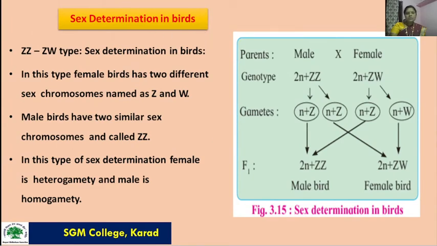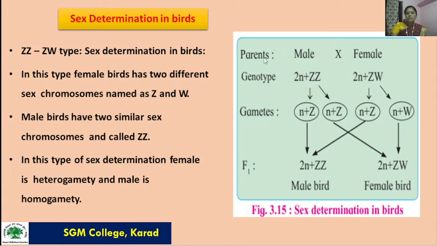Next, sex determination in birds. In birds it is the ZZ and ZW type. Female birds have two different sex chromosomes, Z and W. Male birds have two similar sex chromosomes, Z and Z. In this type of sex determination, the female is heterogametic and the male is homogametic.